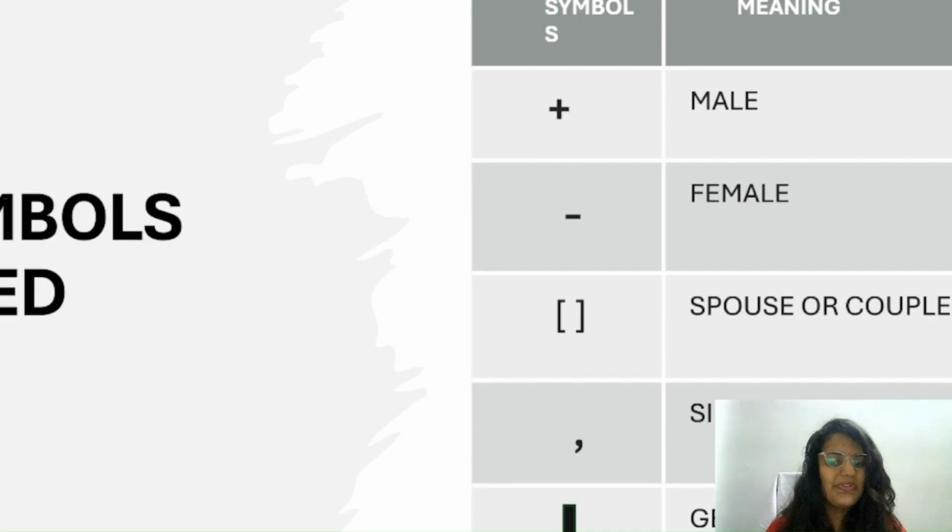Now coming to the most important part, symbols used. A plus stands for male, a minus stands for female, a bracket for a spouse or couple, a comma for a sibling, and a downward arrow for a generational gap. I'm not sure if you guys can see this part, but yeah, it is a generation gap. I'm sorry if you can't.